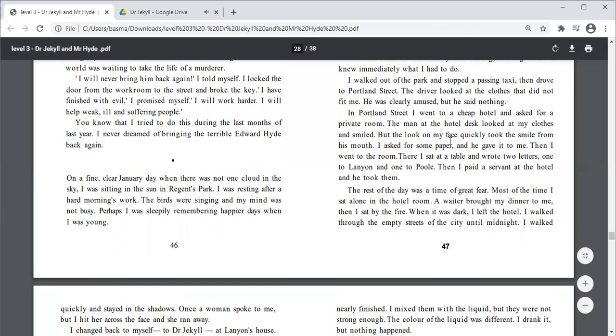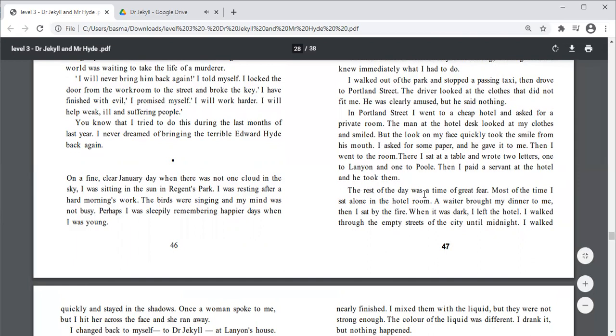I asked for some paper, and he gave it to me. Then I went to the room. There I sat at a table and wrote 2 letters, one to Lanyon and one to Poole. Then I paid a servant at the hotel, and he took them.